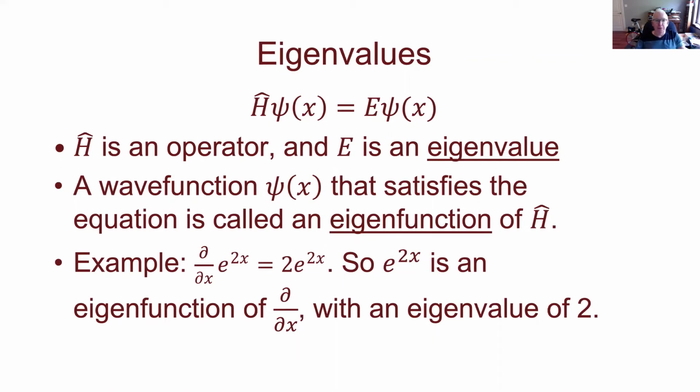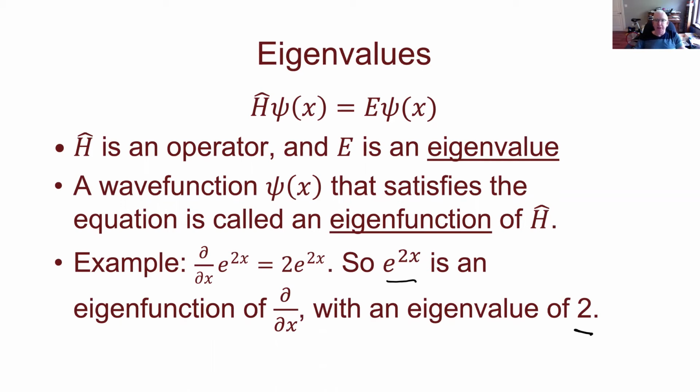A simple example of an eigenvalue eigenfunction pair down on the bottom there. Suppose I have an operator that is just the first derivative, just d dx. If I take that first derivative operator and let it act on e to the 2x, it's fairly easy to see that my result is 2e to the 2x. So that says that my function e to the 2x is an eigenfunction of the derivative operator, and the eigenvalue is 2.